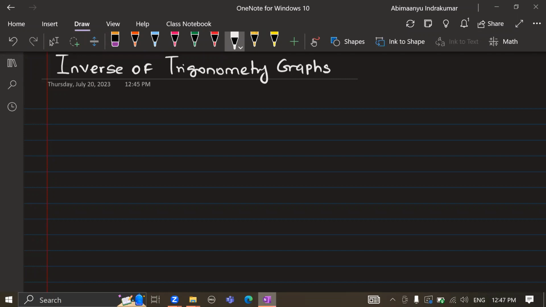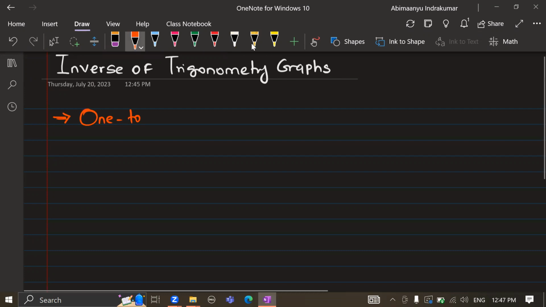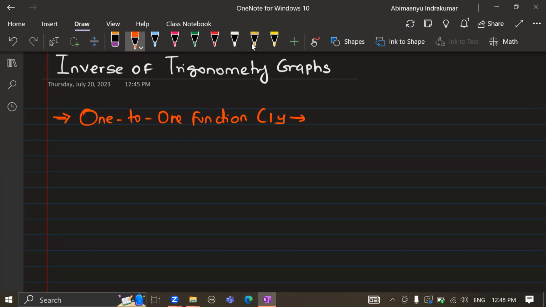All right, kids. So today what we are going to learn is inverse functions of trigonometric graphs. When you're sketching the inverse of a trigonometric graph, first of all, you should always remember we can sketch an inverse graph only for a one-to-one function. So what is the meaning of a one-to-one function? One-to-one function means we can have one y value for one x value.